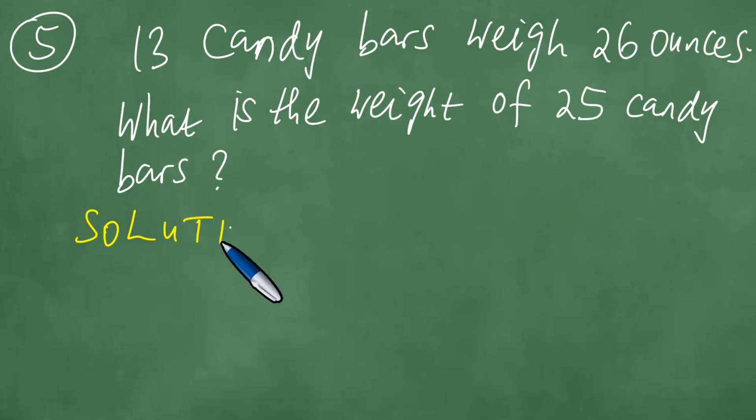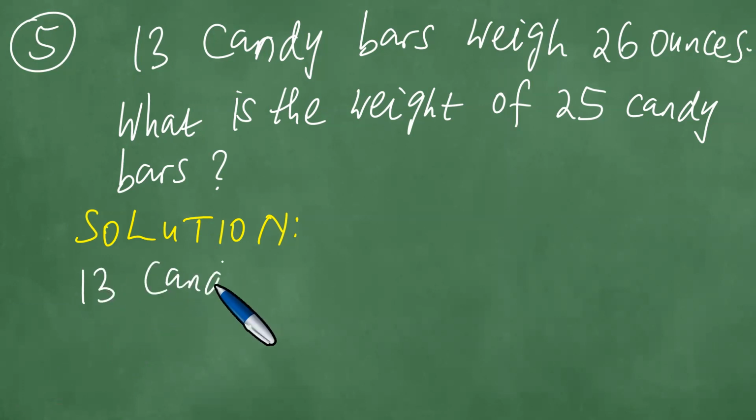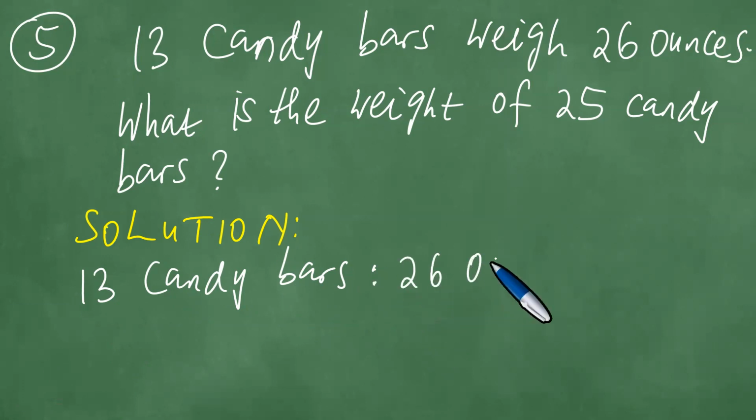So we look at the solution to the story sum. If 13 candy bars weigh 26 ounces, what is the weight of 25 candy bars? Obviously this is pretty easy because we are looking at ratios again. So if you have 13 candy bars, they are to 26 ounces of weight, of mass. So what is the weight of 25 candy bars? The secret to this is just find the weight of one candy bar.